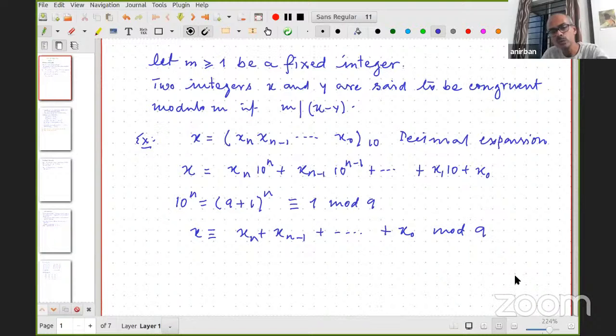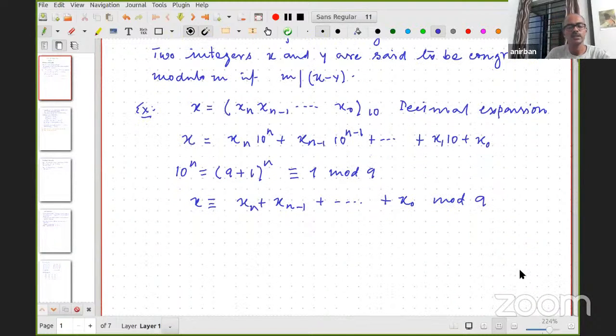This can be used to check long calculations, especially long multiplications. You can check if it is correct or not. Of course, if it is equal, that doesn't mean it's correct. But if the integer is not equal to the digit sum modulo 9, then of course the calculation is wrong.